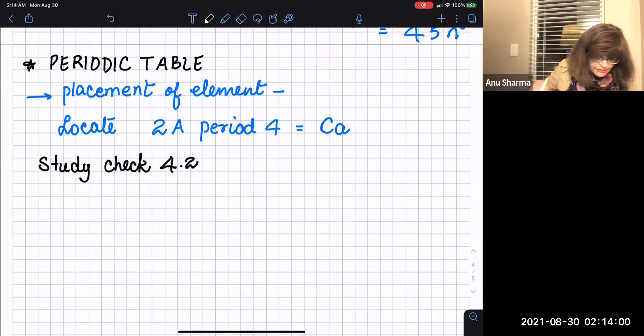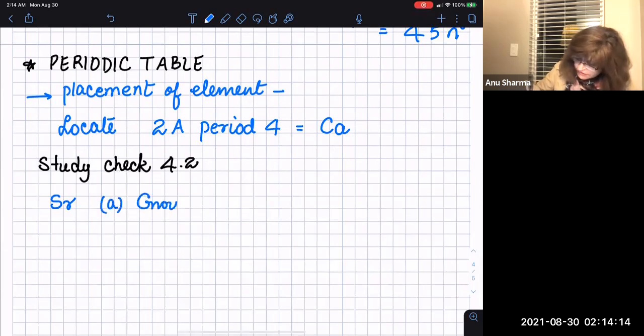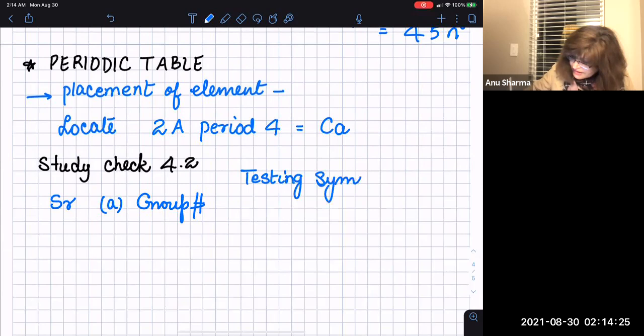Okay, strontium is an element that gives the brilliant colors in the fireworks, that is the red color. Okay, so that's the strontium. In what group is strontium found? So that's the first question. Identify the group number of strontium. So you need to know the same thing here. This is like testing your knowledge of the symbols and the names of the elements. So that's important.